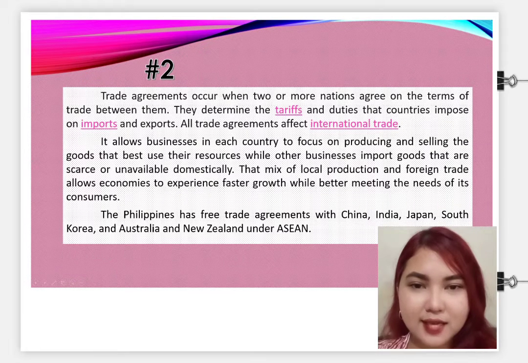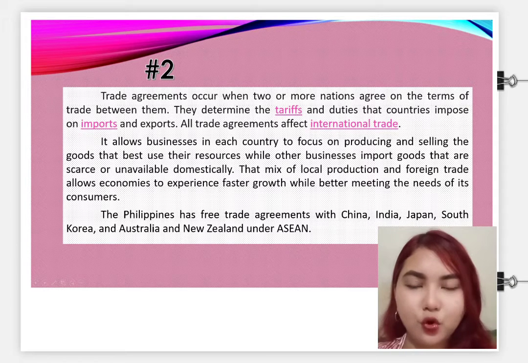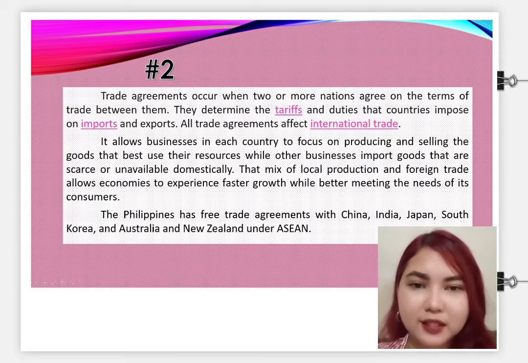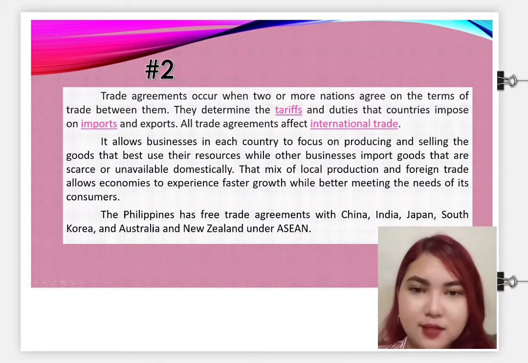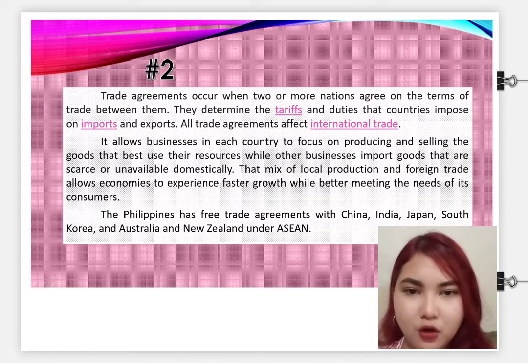So next is number 2, which talks about free trade agreement. So a free trade agreement is an agreement between two or more countries where the countries agree on certain obligations that affect trade in goods and services, and protections for investors and intellectual property rights, among other topics.